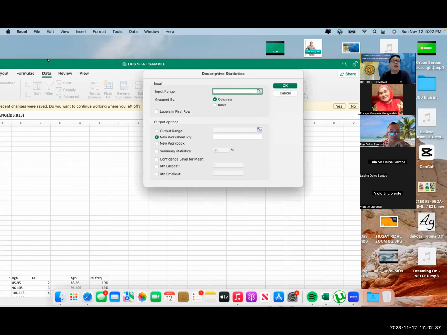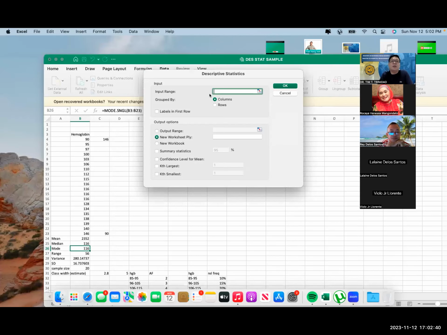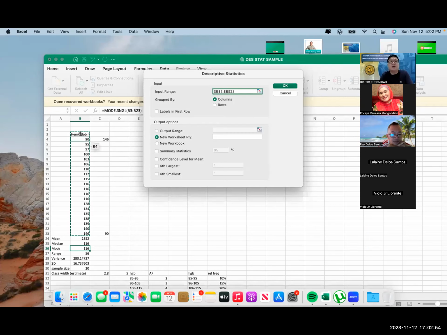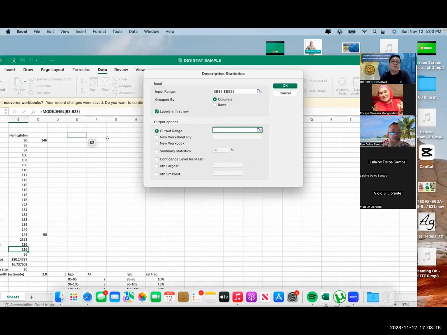So with regards to your data set, the input range will be, you start with that title, label, up to the 20th set. Since you included your hemoglobin as your label, you have to click the labels in the first row. And then you determine where you're going to publish that, so that will be for your output range. Where do you want to place your output data? Let's say you want to put it here.